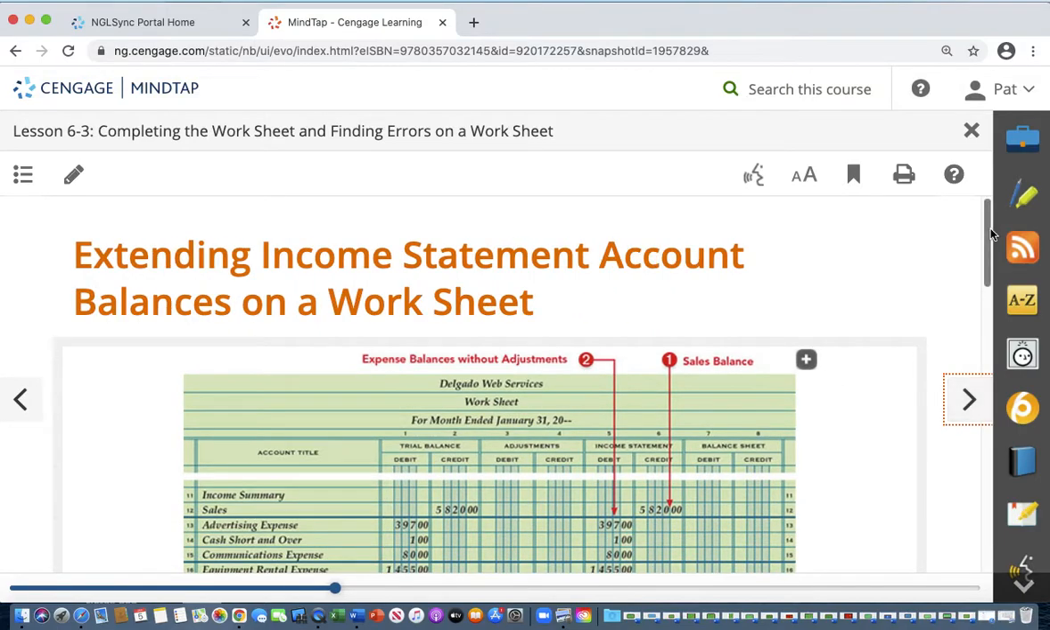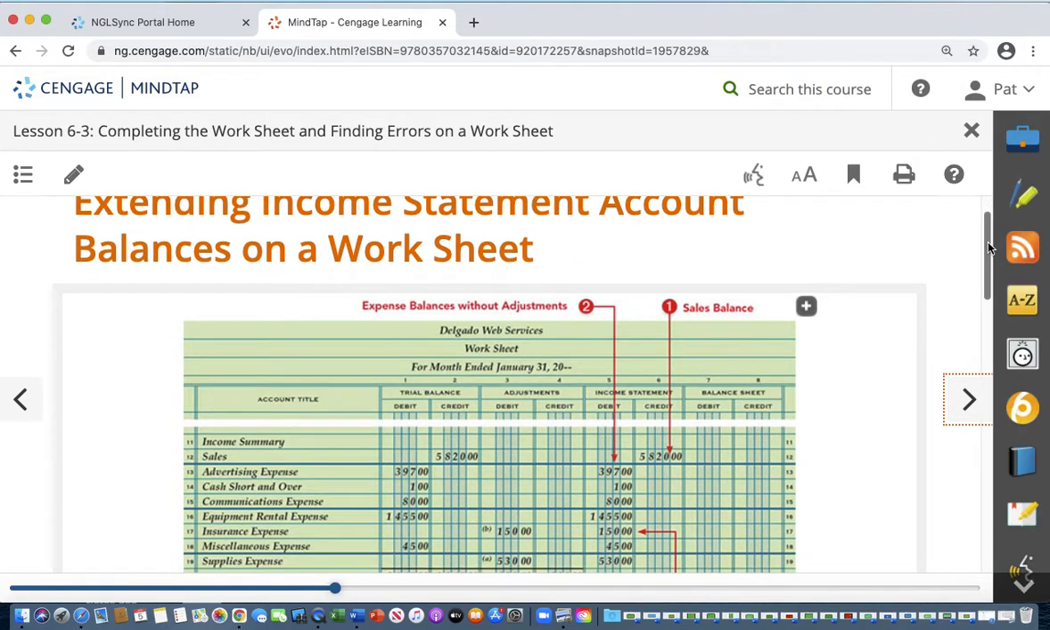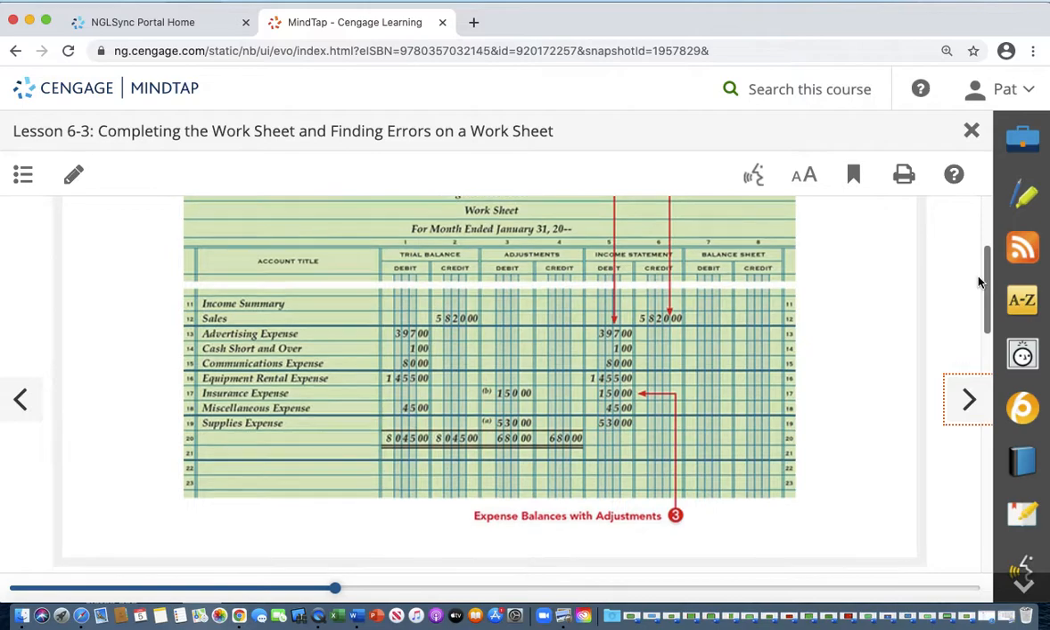So, when you're looking at the income statement, we're doing the same thing. How do we get these numbers? Everything below income summary. And what is that? Revenue and expenses. You will take the numbers over. If there's no adjustments, you just transfer the number over into the appropriate debit or credit column.